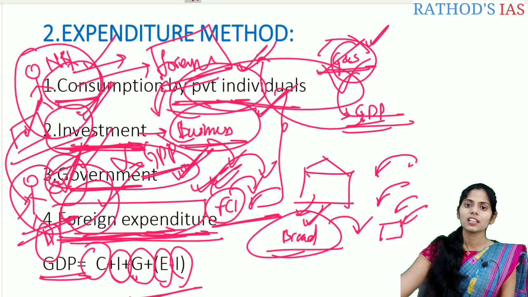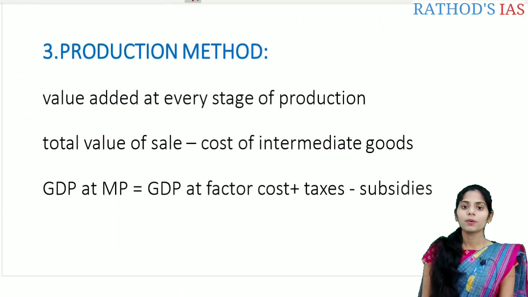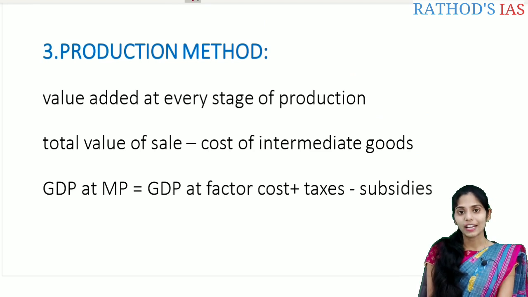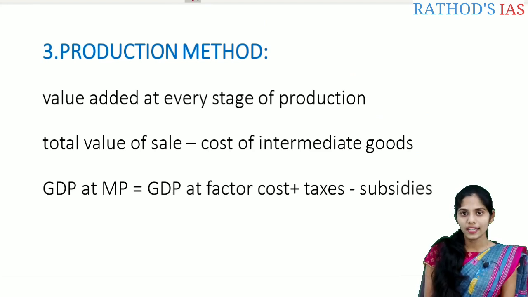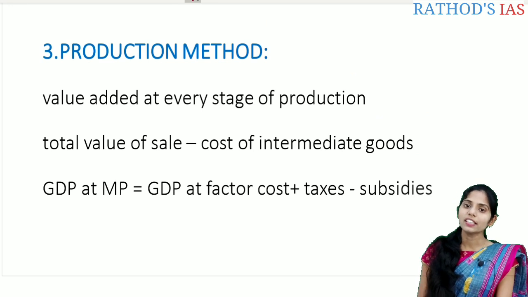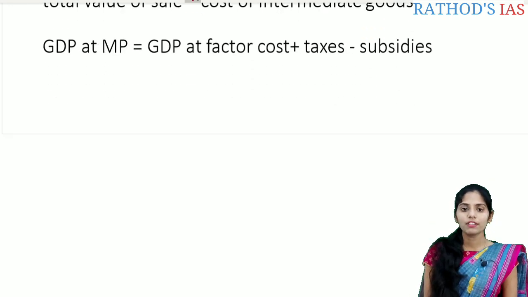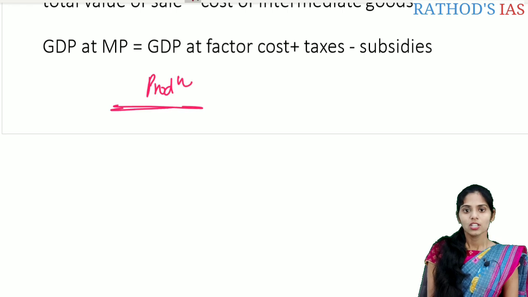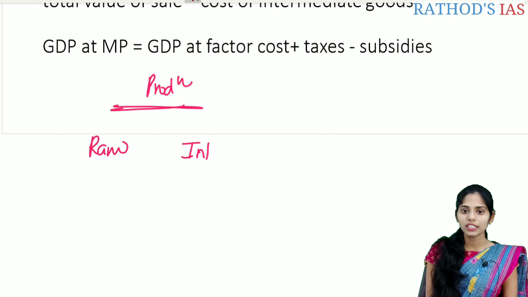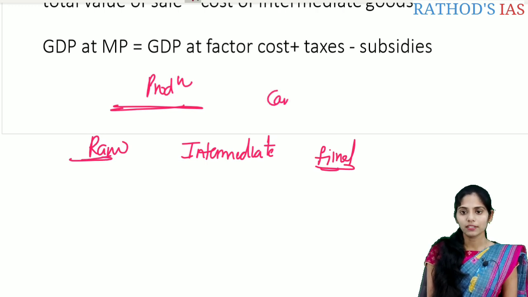And the next one is the production method. To understand this production method, let us take an example here. This production method is also called the gross value added method. We are going to add the value that is added at each and every stage. For example, in the production stage, we need raw materials, and these raw materials are converted into intermediate goods and finally we will get the final goods. So let us take a car company.